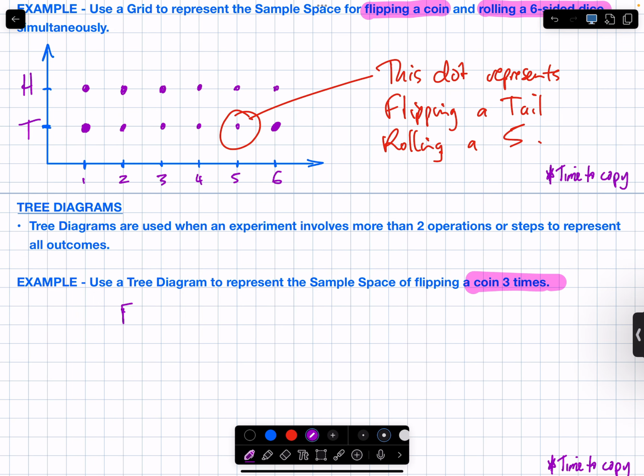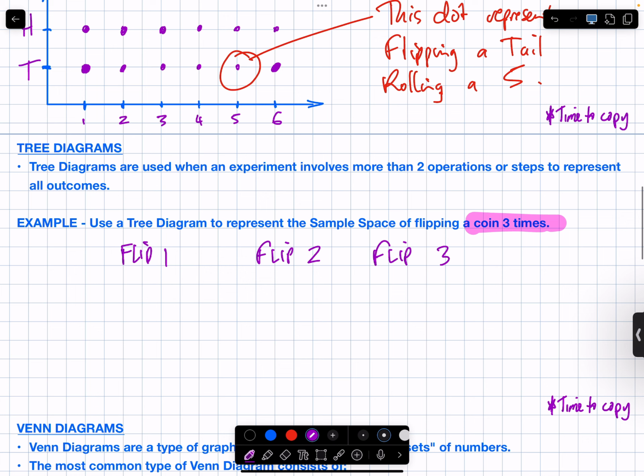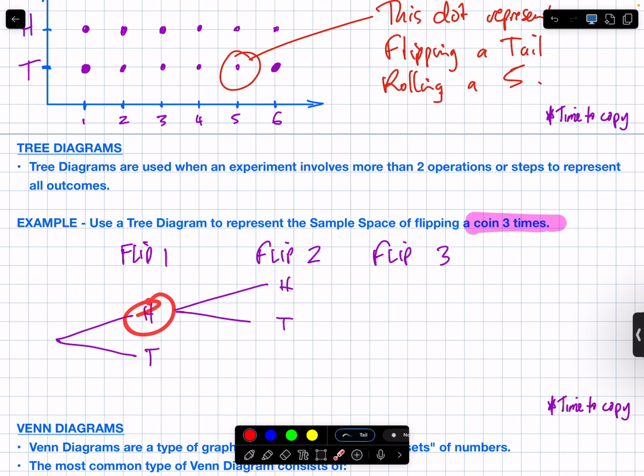We go flip 1, flip 2, flip 3. This is where the tree starts. On the first flip, what are my options? Flipping a coin. What are the options when you flip a coin? Heads or tails. But then, now that I've flipped a heads and I flip it again, what are the options for flip 2 when I flip a coin? Still heads or tails. But now that I've flipped a coin and I got a head, and I also got a head the second time, what are the options when I flip the coin a third time?